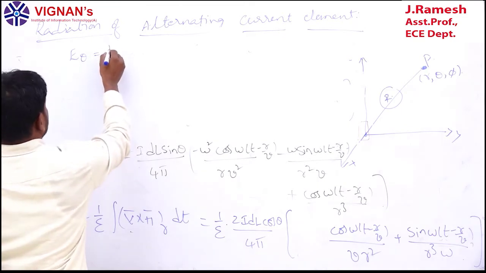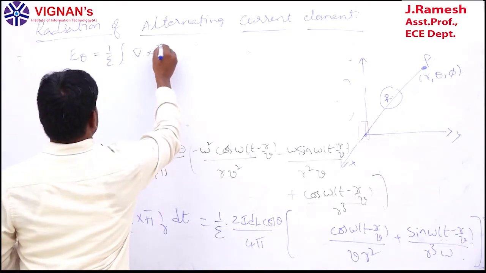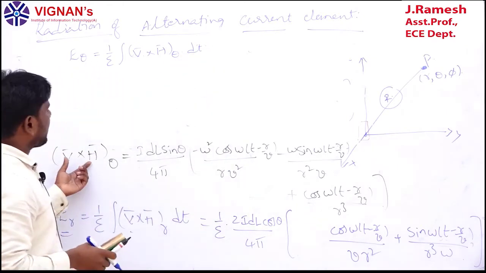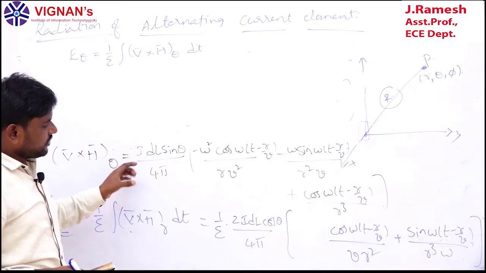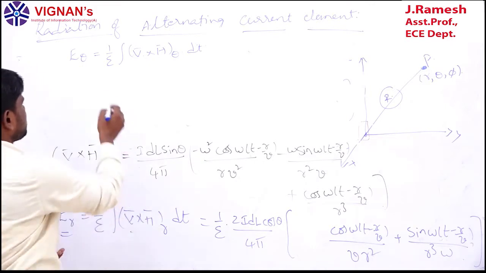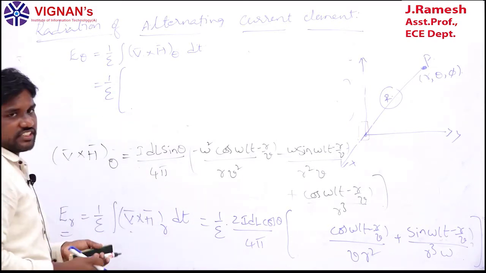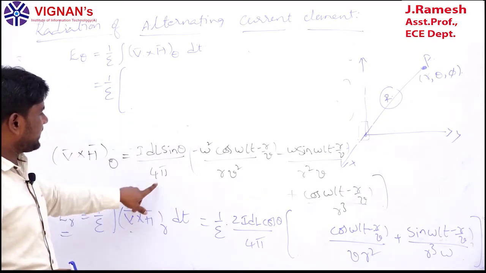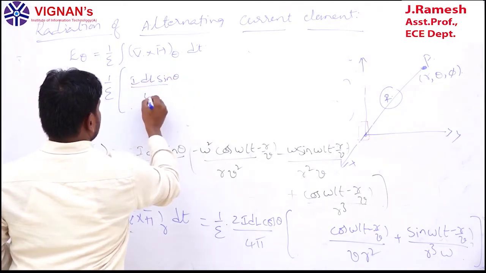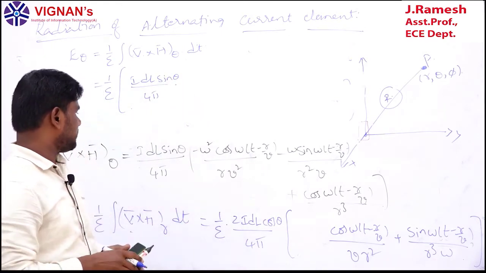The E theta can be calculated by using the same formula, but here only the theta component of del cross H bar is taken with respect to dt. So now I have in my hand the theta component of del cross H bar. This is my component, and I have to do the integration with respect to t again. Here 1 by epsilon is a constant, so I go directly to the integration part. Here ideal sin theta by 4 pi is a constant, and after that we have to take the integration with respect to t for the first element.